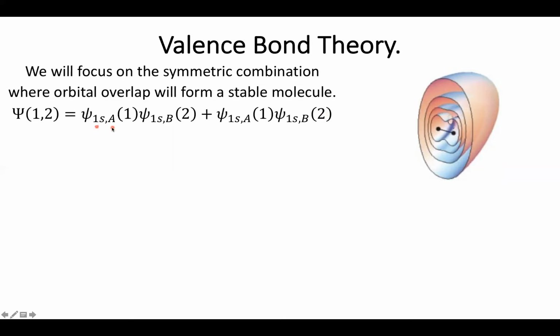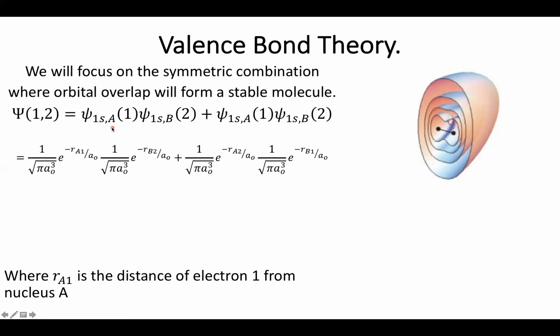I know what the hydrogen 1s orbital looks like. Turns out it actually isn't that bad. So for the first electron being around atom A, I'm going to have the 1s orbital. Again, we have a radial part, which is going to be the main focus, because it turns out the angular part is just the normalization constant. And then this r_A1 is going to represent the distance of the first electron away from atom A.